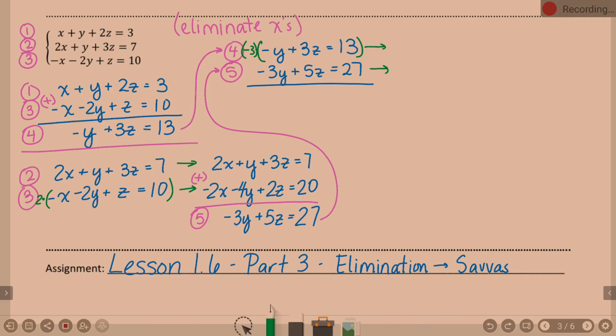Okay, let's write out what we have. Let's see how well I multiply this time. Multiplying by negative 3: positive 3y minus 9z equals negative 39. My second equation stays as is: negative 3y plus 5z equals 27. And we have a positive 3y and a negative 3y, so opposite signs tell me to add.